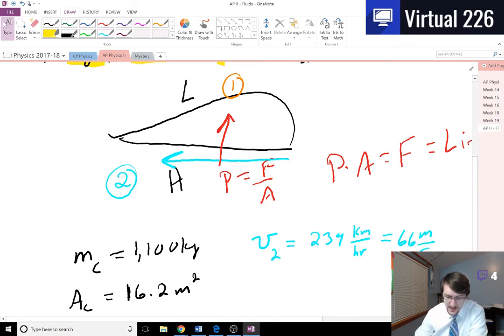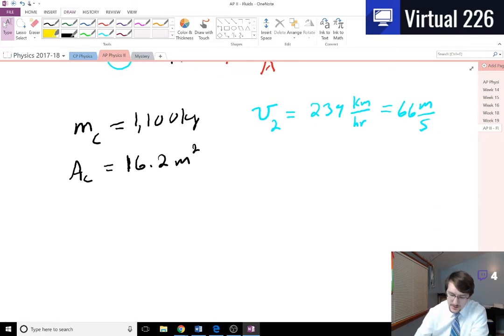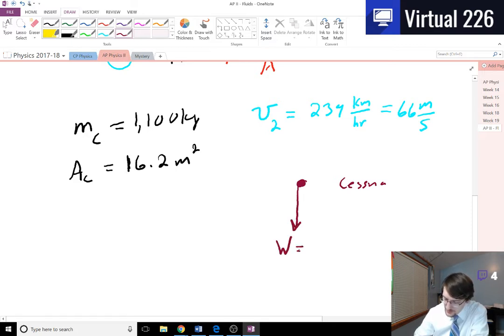Now, if you're thinking back to last year, like, oh man, I missed last year, last year was so much fun with F equals ma. Or if you're one of my CP students and we're learning about F equals ma right now, and you just found your way into this, what we actually have here is, if we look at the Cessna, it has a weight going down equal to the mass times gravity. We know the mass here is 1,100 kilograms times gravity, 9.8. Might as well just call it 10.